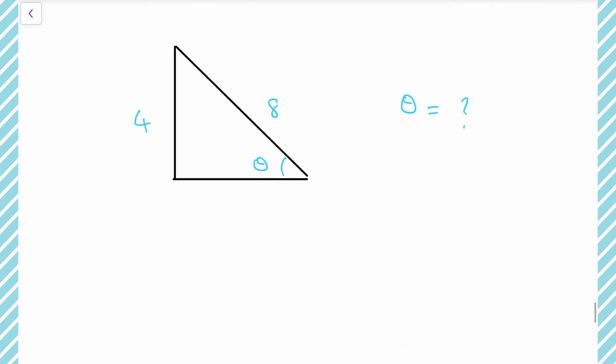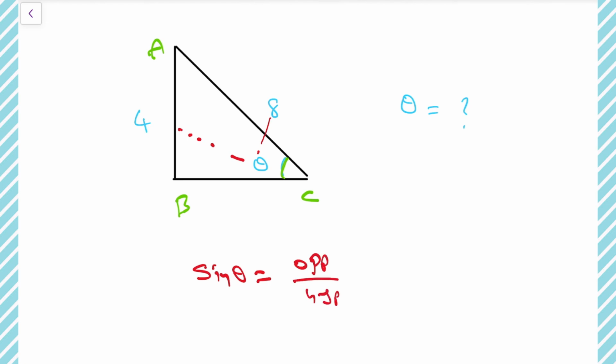Next question. Here we have a triangle, some ABC. AB measurement is given as 4 units and AC is given as 8 units. Then he is asking to find out this theta value. Now observe this clearly. For this theta, this 4 will become opposite side, and for this theta, this 8 will become hypotenuse. Opposite and hypotenuse is there means it comes under the sine theta ratio. So sine theta is equal to opposite divided by hypotenuse.